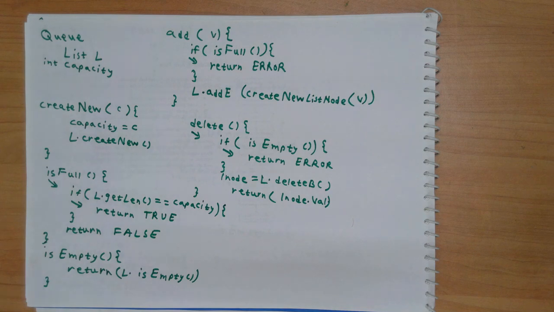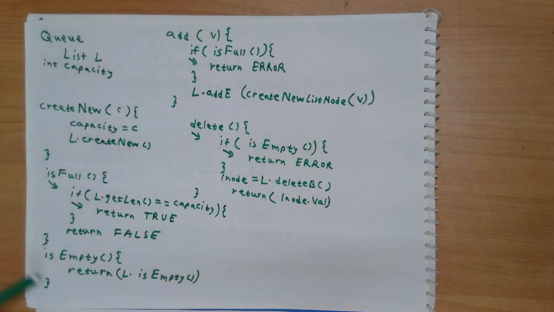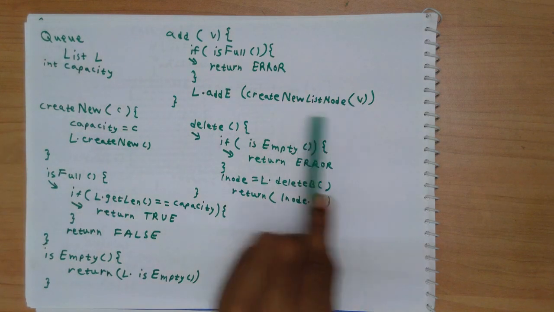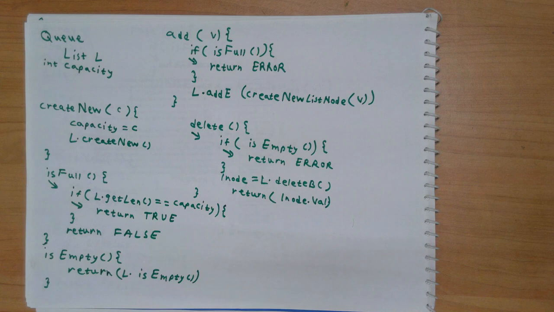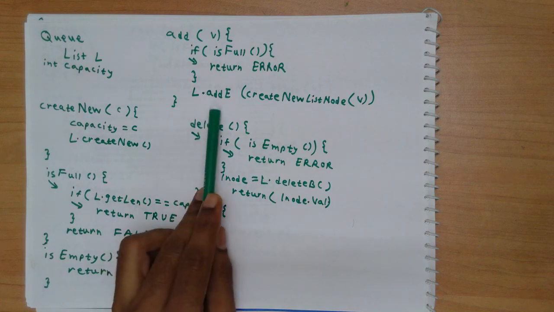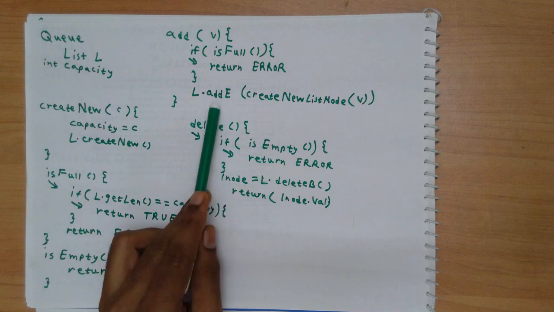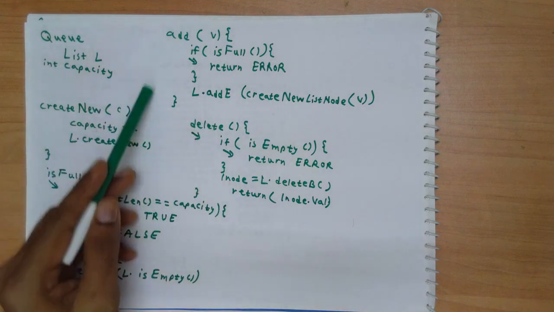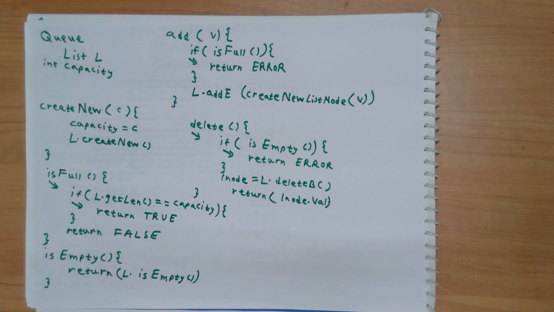And again, what is the time complexity of each of these operations? It depends on the time complexity of each of the underlying operations. So is add at the end linear time or constant time? That would decide if my add operation is linear time or constant time, and so on. Okay, so that's queue using list.